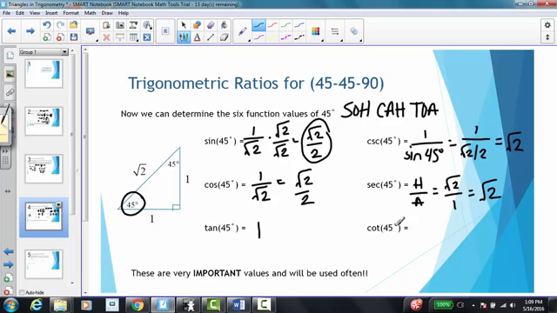Same with cotangent. If I know that tangent is opposite over adjacent, cotangent, its reciprocal, is now going to be adjacent over opposite, which is 1 over 1, which is just 1. So these values are going to be very important throughout this course and will be used quite frequently. So make sure that you really understand how we were able to obtain all of these values.